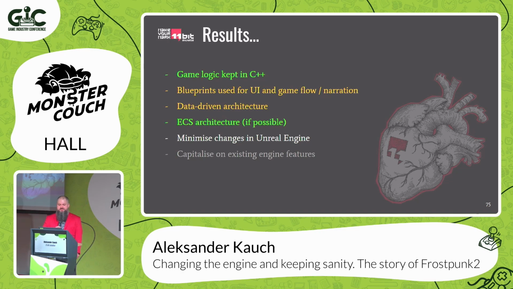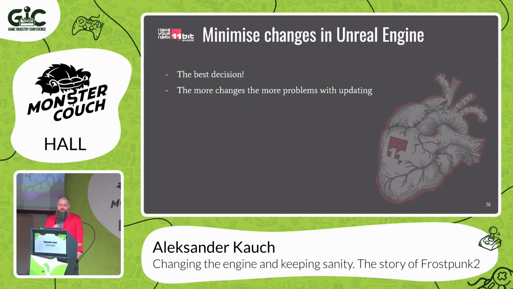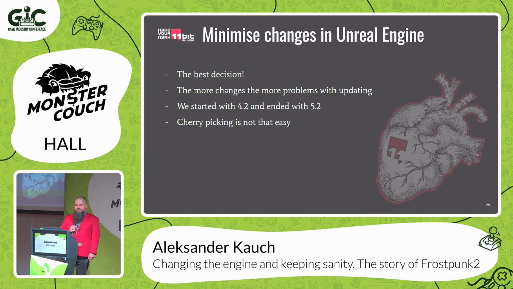We wanted to minimize the changes in Unreal, which was the best decision in the world, because the more changes you make in the engine, the harder it gets to update the engine when Epic releases a new version, of course. We started with 4.26, I think. It's the spelling error, sorry. And we ended with the 5.2 engine version. And we updated the engine like 4 times, I think, during the development.